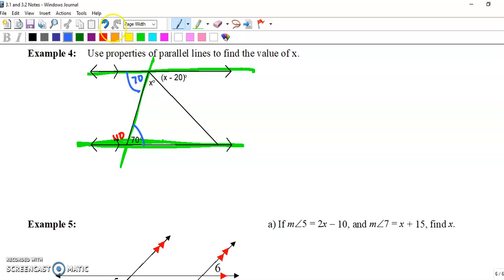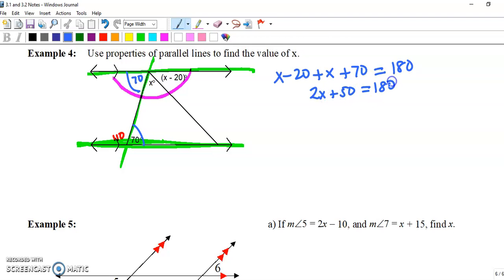Now, what we know up here is that all three of these put together make a straight line. So the x minus 20 plus the x plus the 70 have to add up to 180 because they make a straight line. We combine like terms. Now we gotta remember some algebra here and solve for x. 2x equals 130, divided by 2, x equals 65.